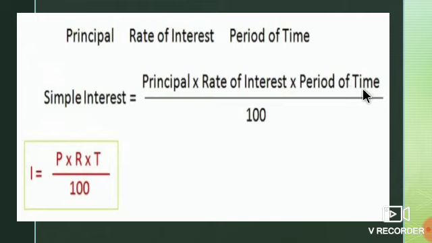So here the formula for simple interest is principal into rate of interest into period of time, means 1 year or 2 years or 3 years, divided by 100. This is the formula of simple interest. In short, you can write like this: I for the interest, P for the principal, R for the rate of interest, T for the period of time, divided by 100. So you can use this formula while solving.